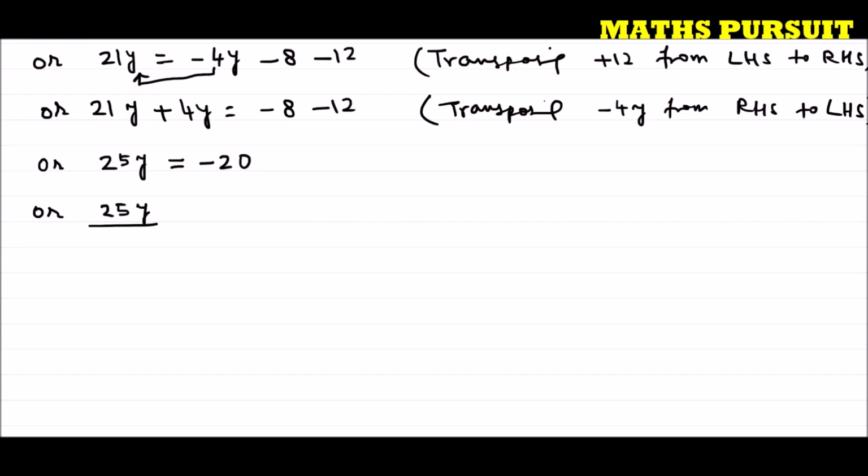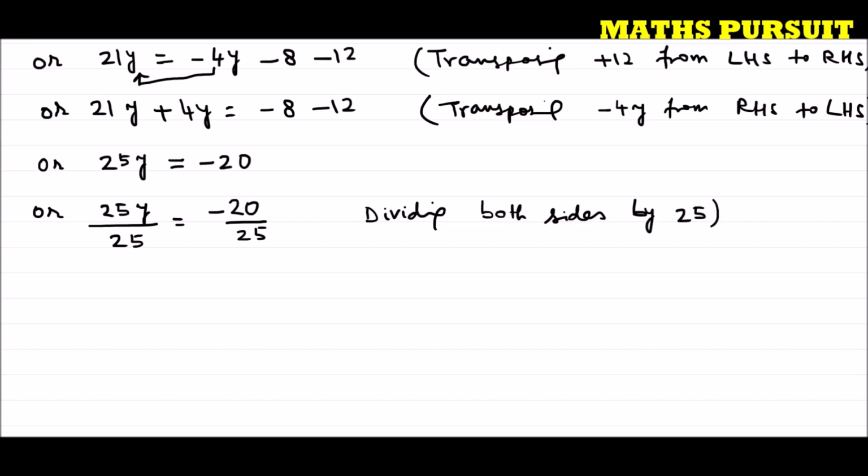Or I can write 25y divided by 25 is equal to minus 20 divided by 25. What am I doing here? I am dividing both sides by 25. And why am I dividing both sides by 25? I want to eliminate this 25. I want to remove this 25 from y. In order to remove the 25 from the left side of the equation, I need to divide this 25 by 25. If I am dividing this 25 by 25, I need to also divide the right side of the equation by 25. For that reason, dividing both sides by 25.